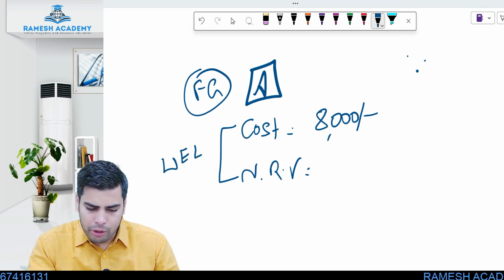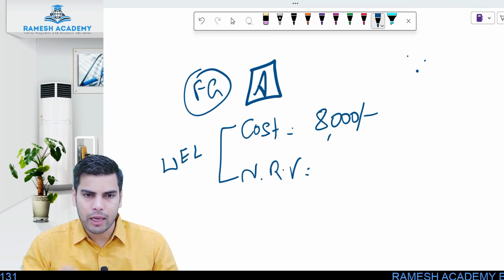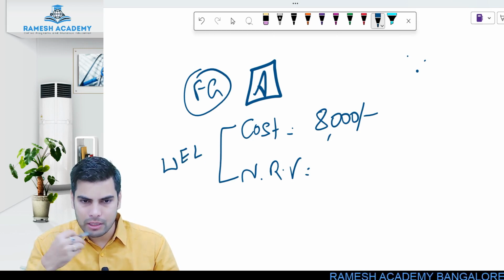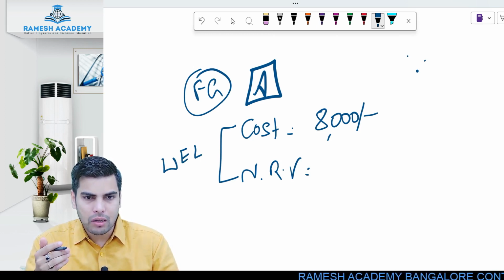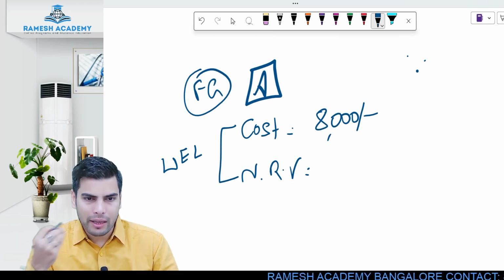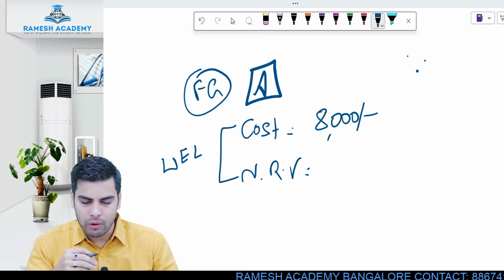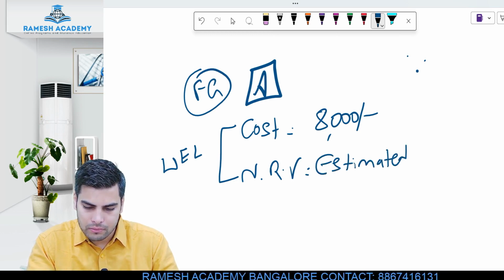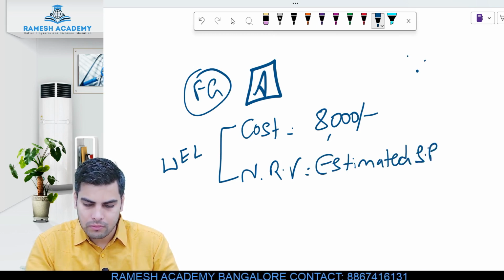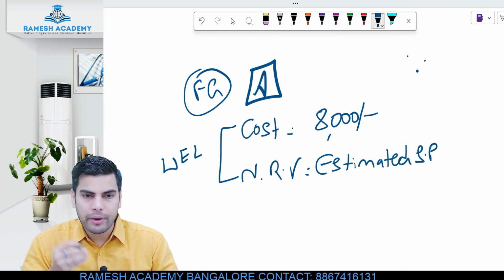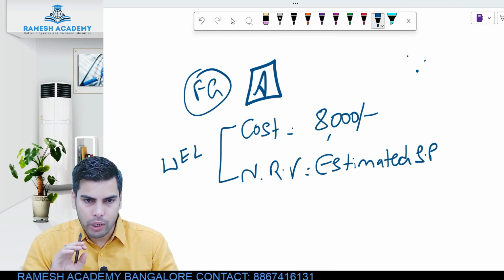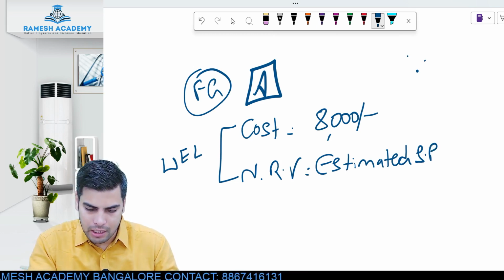Clear? Now how am I going to determine this net realizable value? You know that net realizable value, or to realize, is nothing but the amount which I will be receiving. If I sell this particular product in the market today, what exactly is the amount which I am going to receive? That is why they use the term estimated selling price. Clear? So estimated selling price: if I sell this particular product today, how much exactly is the amount which I am going to receive? So that is estimated selling price.